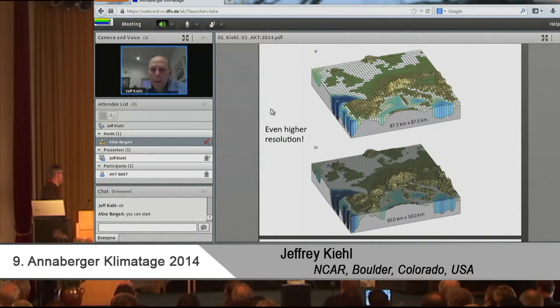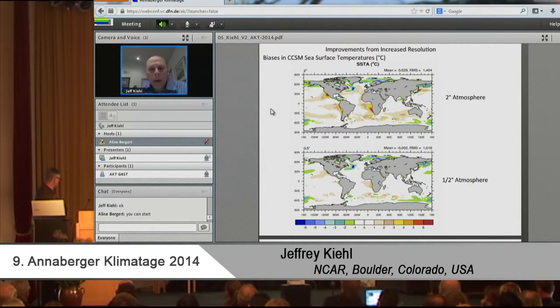Well, we didn't stop there. We are now running global climate models at even finer, higher resolutions. The top panel shows about a 90 kilometer resolution, and the bottom panel shows a 30 kilometer resolution. And many centers are now running their global models at order 30 to 50 kilometer resolution. So you can see that we're at a point where we can actually start to make more accurate predictions in terms of regional phenomena like soil moisture or precipitation. What do we get by improving the resolution of these models?